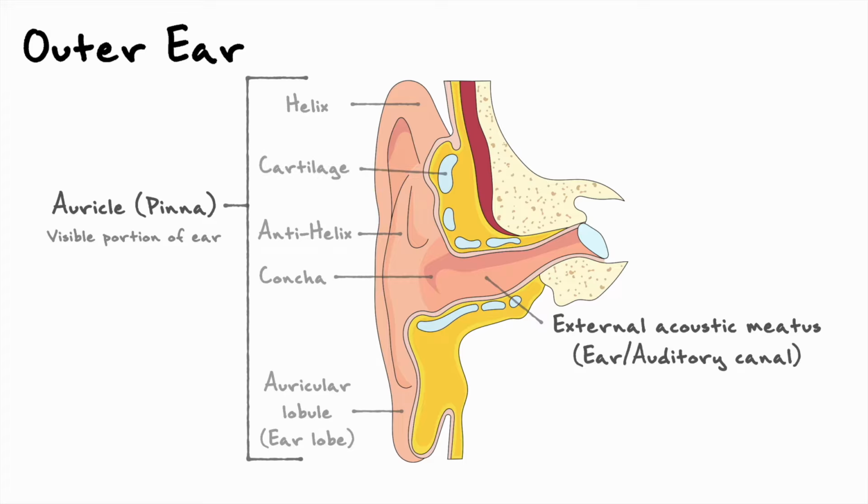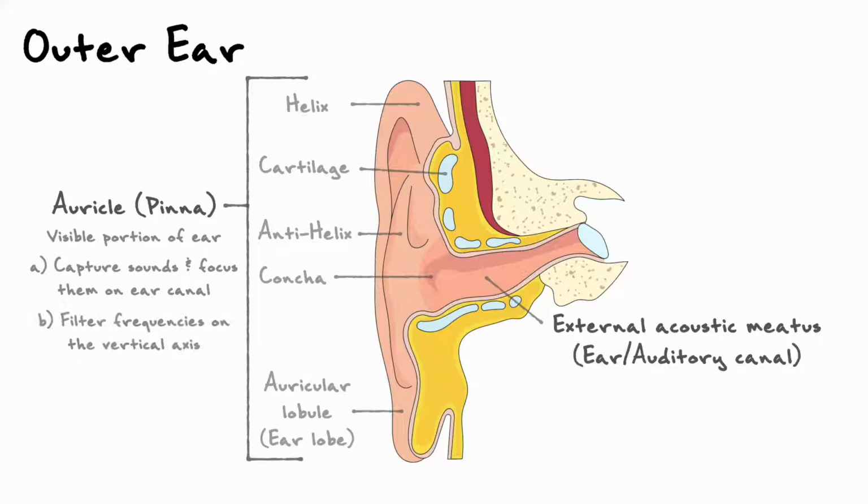Now, more importantly for us, the auricle as a whole performs two important functions with respect to the auditory system. First, it is the first structure that captures sound, and it allows us to focus that sound on the ear canal. Secondly, the intricate shape of the auricle allows us to filter frequencies on the vertical axis, and thus allows us to determine whether sounds come from above or below us. We will get back to that aspect later.